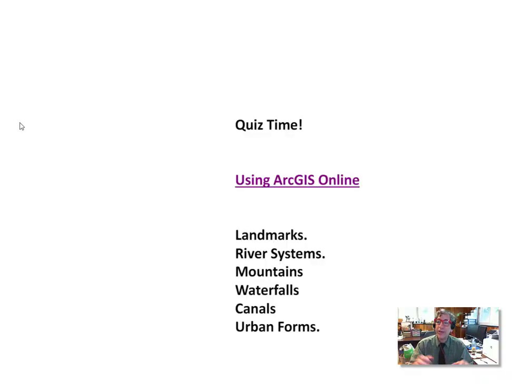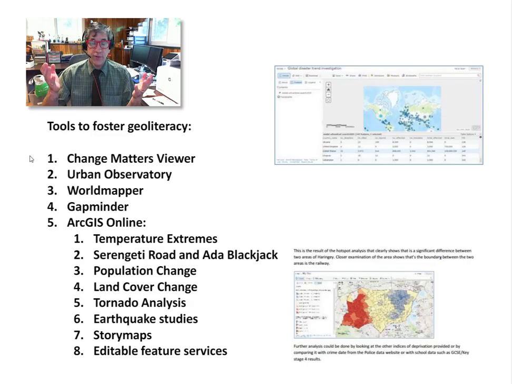Thanks for going through part of that quiz with me using ArcGIS Online. A tool, again, it's a software as a service, geographic information system running online, and I've curated a quiz here so you can start thinking about patterns, relationships, and trends. Tools to foster geoliteracy. We've used number 5 here, ArcGIS Online.